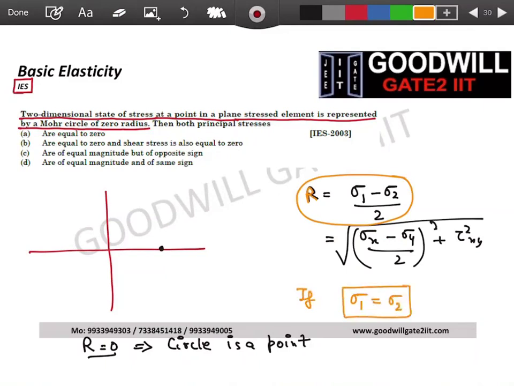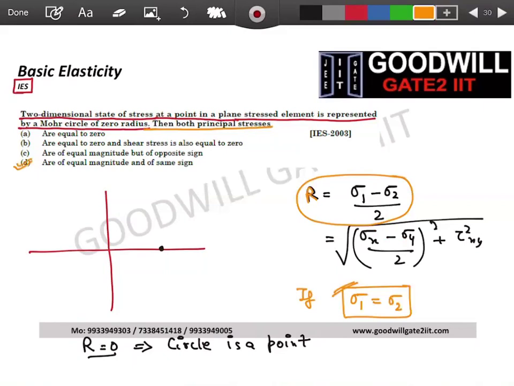Do you people agree or not? Then the radius will be 0, right? That means the Mohr circle is a point. So when sigma 1 is equal to sigma 2, then the principal stresses are, which option? Are equal to 0, and shear stress is also equal to 0; are of equal magnitude but of opposite sign; are of equal magnitude and of same sign. Which option? Option D. They should be of same sign, right?